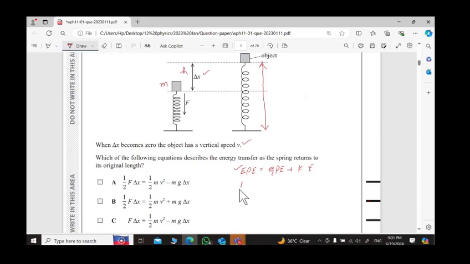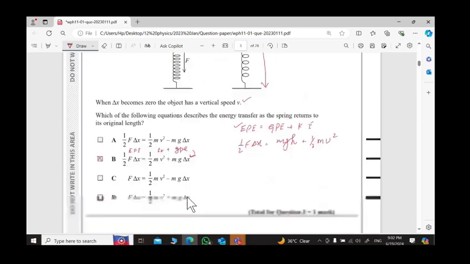So we have elastic potential energy, half F times del x, and this is mgh for the gravitational potential energy. And for kinetic energy, we have half mv squared, and the starting speed is 0. So in this case, the correct option will be B, because here the elastic potential energy is converted to kinetic energy and gravitational potential energy. So this is the correct option.